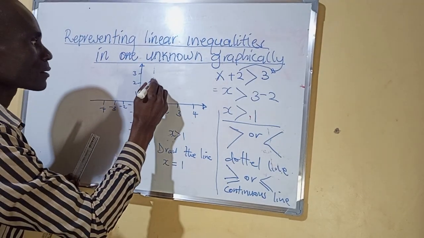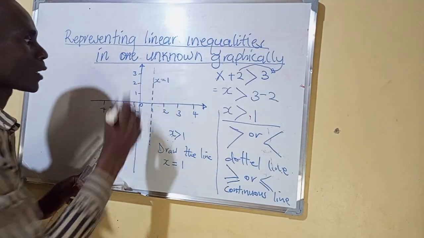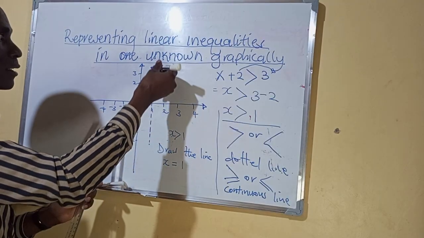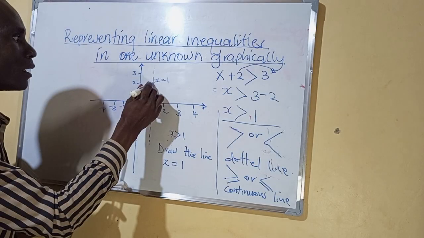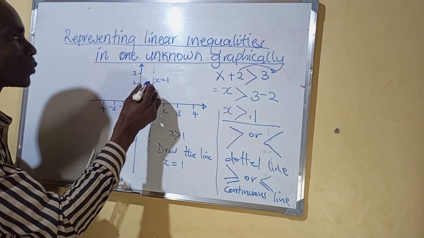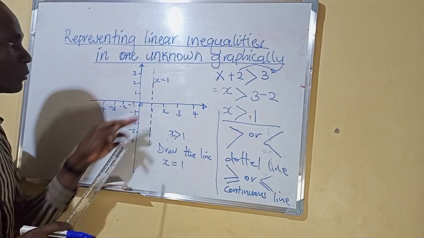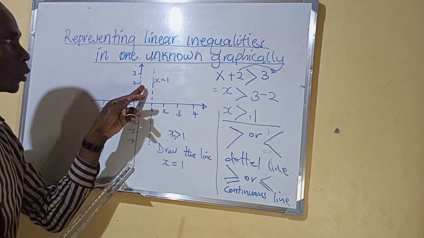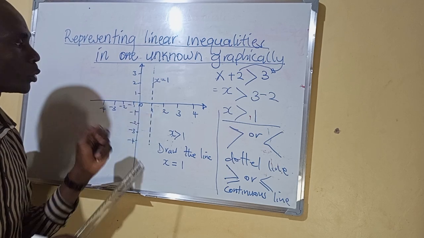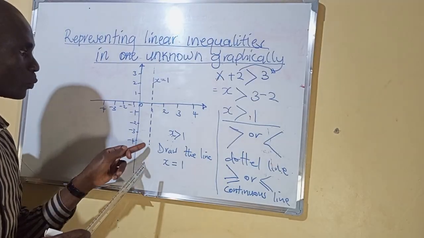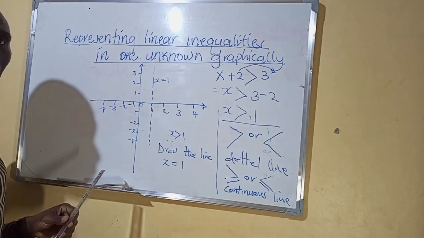This line is x equals 1. So the values of x here, if we have to pick any point, let's say here, the coordinates of this point at this particular part where we are will be (1, 2). That is, x is 1, y will be 2. So any point that you pick on the line will just have x values equivalent to 1.